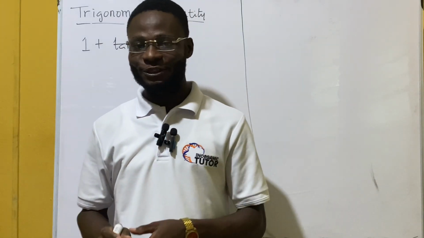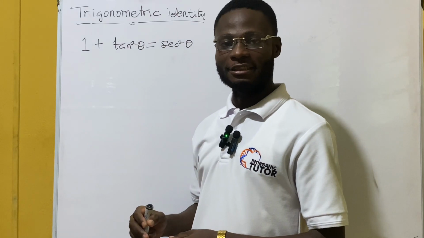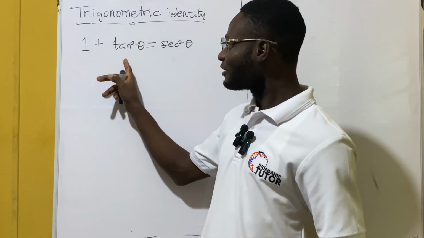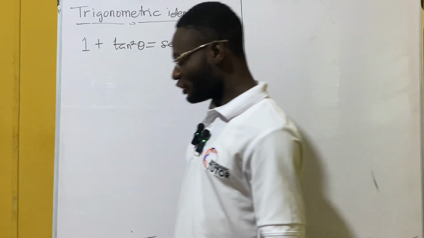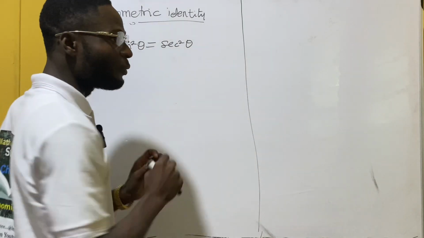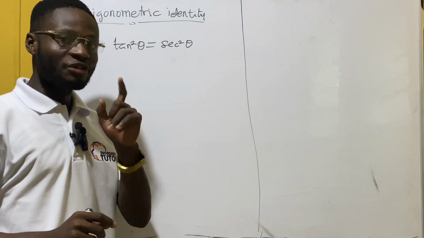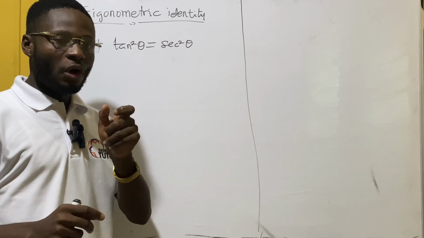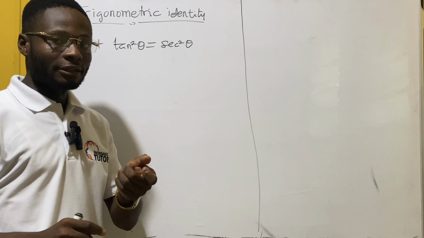In this tutorial, we are going to dive into the concept of this trig identity, all right? So we know that 1 plus tan squared theta is equal to sec squared theta, right? From here, we know that the trig ratios are defined based on the sides of the right angle triangle, right?